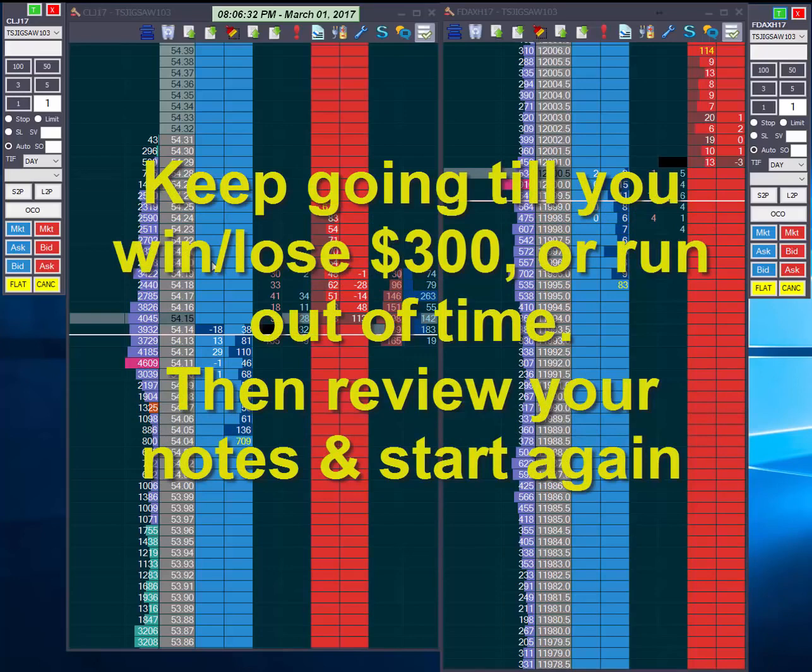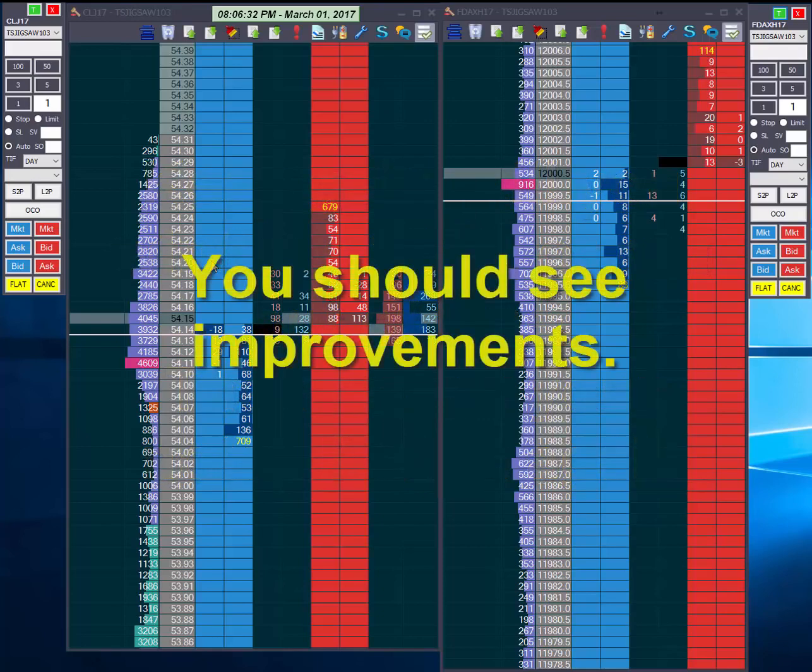Now this drill is over when you reach $300 profit or loss, or you run out of time. Now on a thicker market like the Euro Stoxx, that could possibly take you all day. On a thinner market like crude, it could take you just a few hours. Now once you hit your profit and loss target, assess your performance, think about the lessons learned, and then start again. And you should actually see improvement as you carry on. So let's look at a few trades.